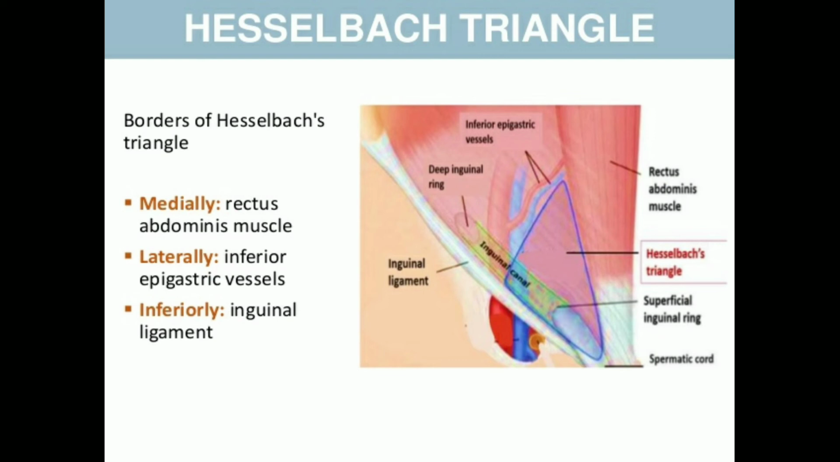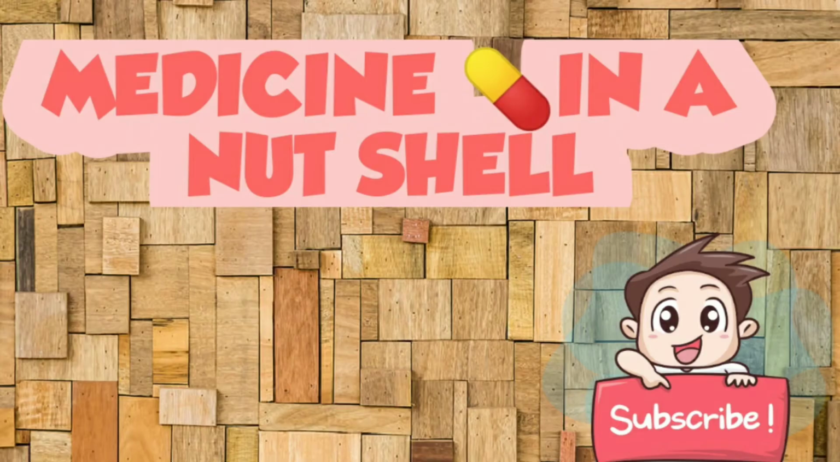Hesselbach's triangle. Now, it is present in the inguinal canal. Now the borders of Hesselbach's triangle. The medial border is formed by the rectus abdominis. The lateral border is formed by the inferior epigastric vessels, and inferiorly by the inguinal ligament. If the hernia occurs in the medial part of this triangle, it is known as a medial direct hernia. If it's lateral, it's known as a lateral direct hernia.